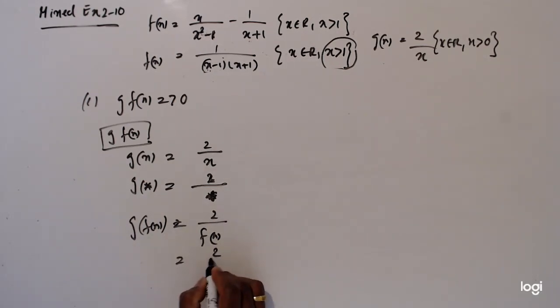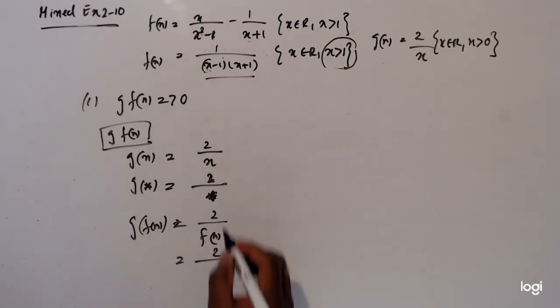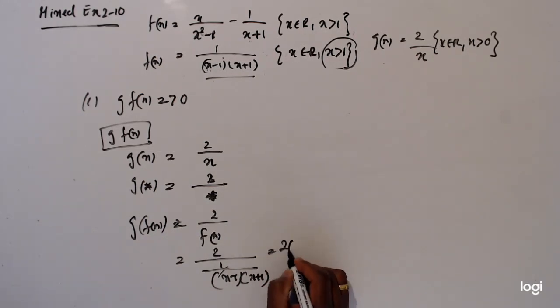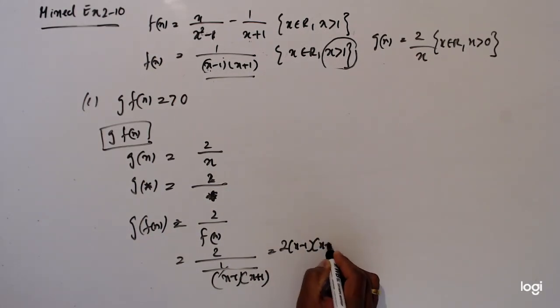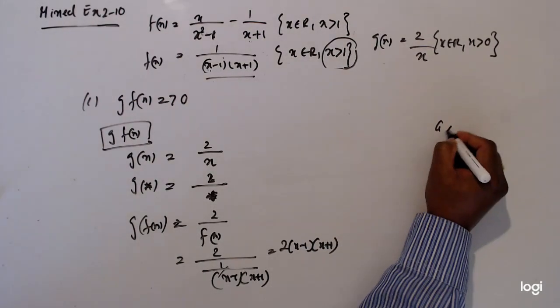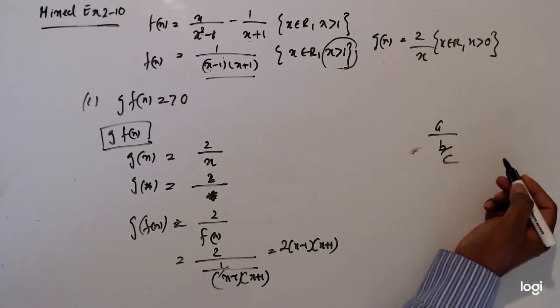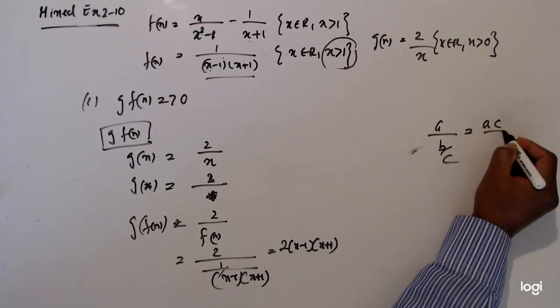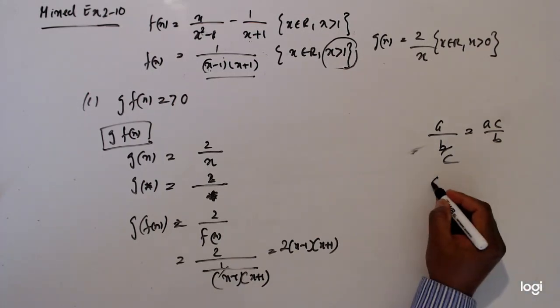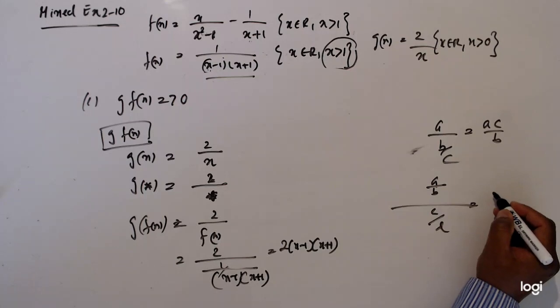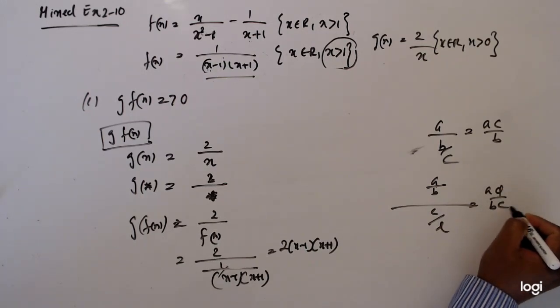So 2 over f(x) means 2 over 1 over (x - 1)(x + 1). So this is going to be 2 times (x - 1)(x + 1). A divided by B over C is AC over B. A over B divided by C over D is AD over BC.